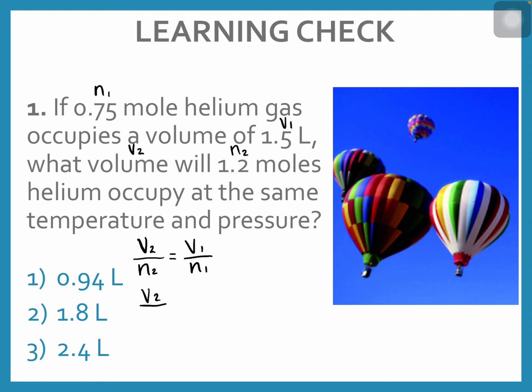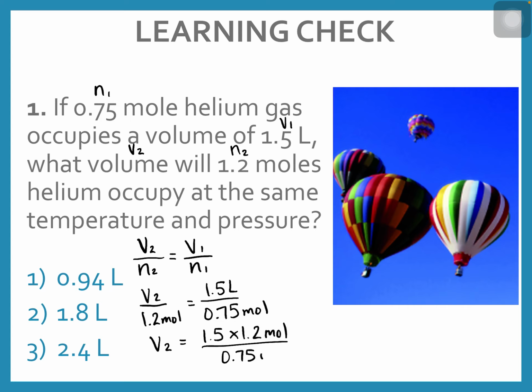So V2 over 1.2 moles equals 1.5 liters per 0.75 moles. So I'm dividing V2 by 1.2 moles. The opposite of that would be to multiply that. So I'm going to multiply that over to the other side. And that will cancel to give me my final answer in liters. And once I calculate that, 1.5 times 1.2 divided by 0.75, that is equal to 2.4 liters.